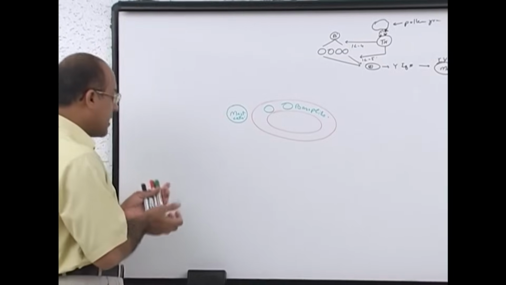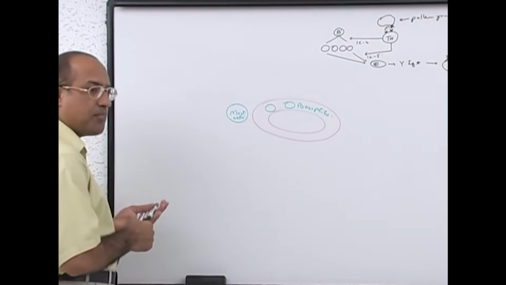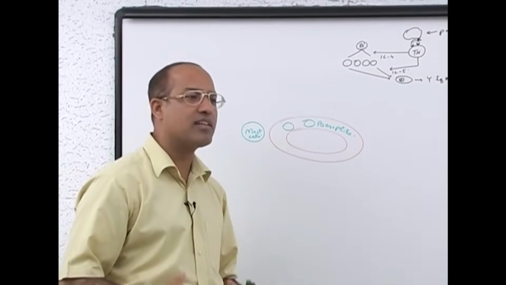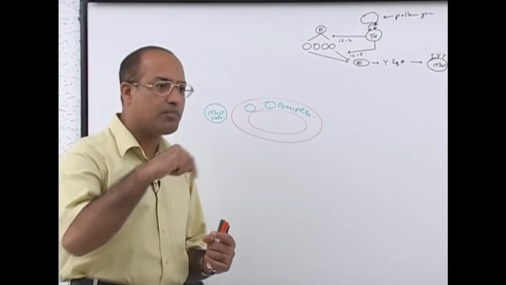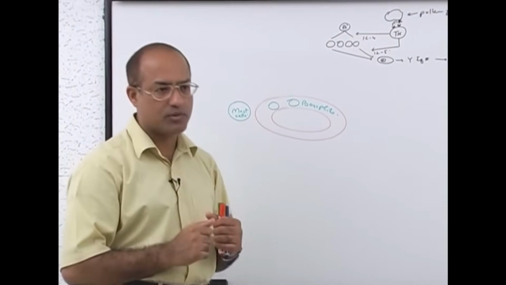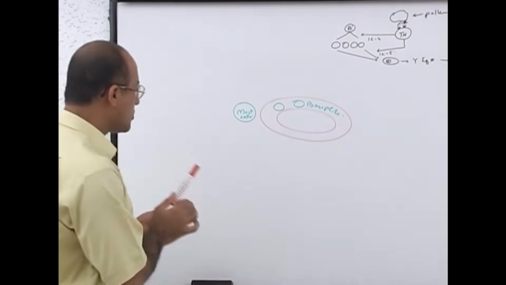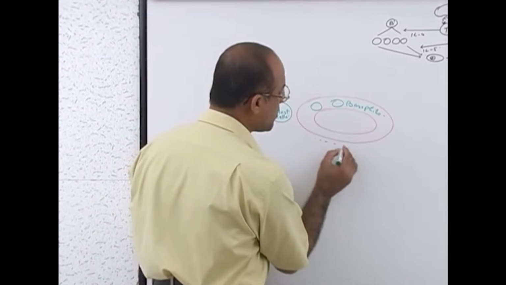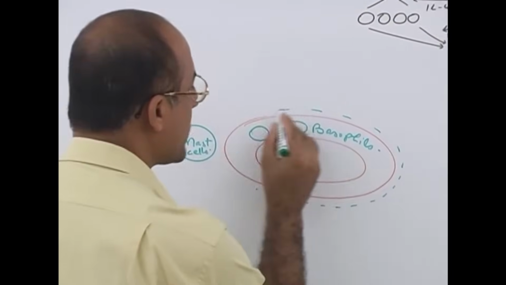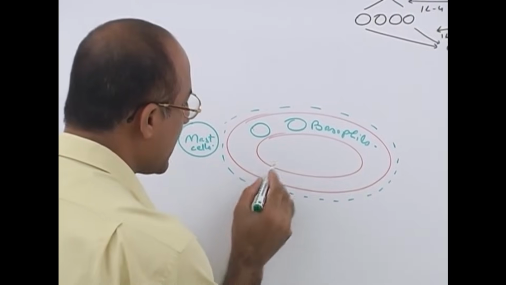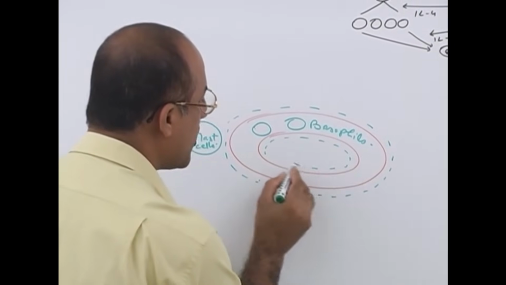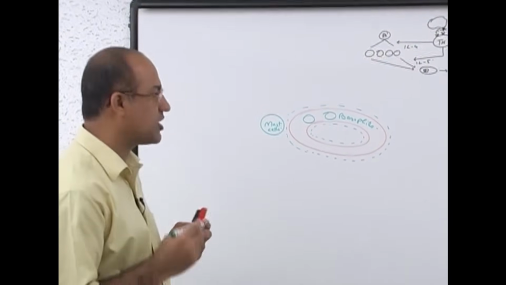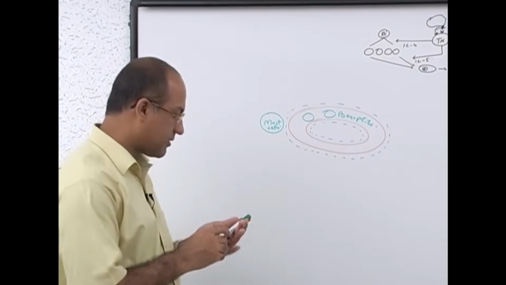Now, where are the mast cells present? Mast cells are present in all the connective tissue of the body, but mast cells are specially concentrated in perivascular connective tissue, right, around the vessels. It means whenever mast cells are activated, vessels will react strongly. Mast cells are specially concentrated in perivascular connective tissue.